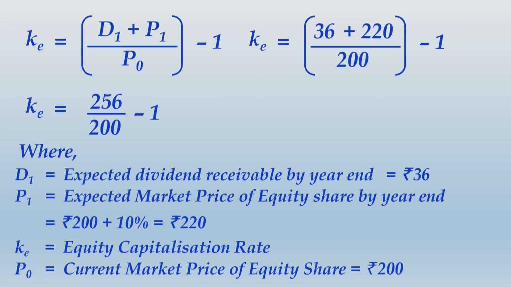So do you know 256 by 200 indicates what? If 200 of today is expected to become 256, 1 rupee of today would become 1.28. So 1 rupee of today is becoming 1.28. From that you subtract 1. So from 1.28, when you are subtracting 1, 1 is your payback of initial investment, your return is 0.28. That is why 28% is the expected rate of return.